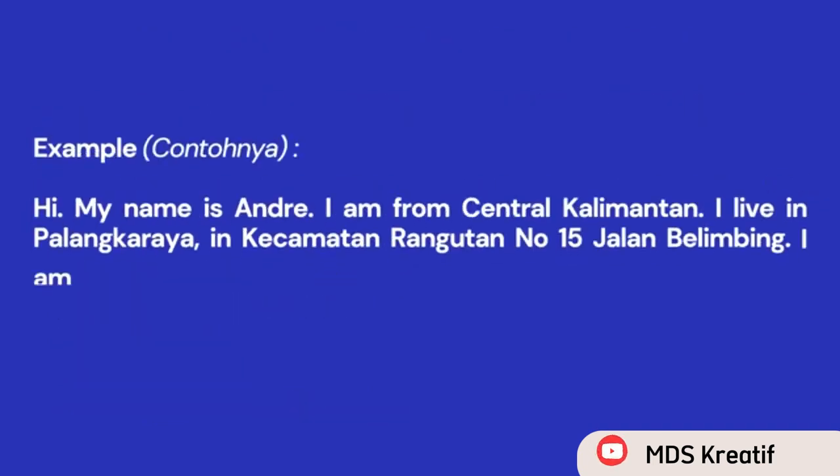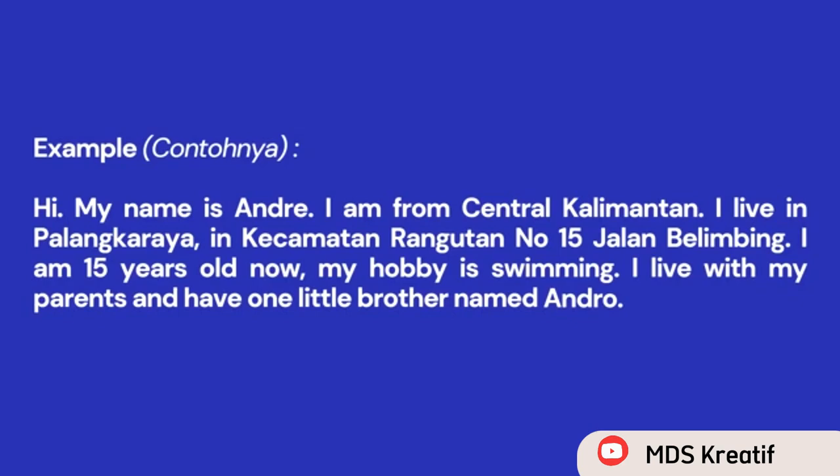So for example, "Hi, my name is Andre. I'm from Central Kalimantan. I live in Palangkaraya in Kecamatan Rambutan, number 15, Jalan Belimbing. I am 15 years old now. My hobby is swimming. I live with my parents and have one little brother named Andro."